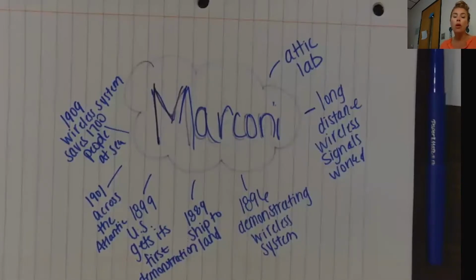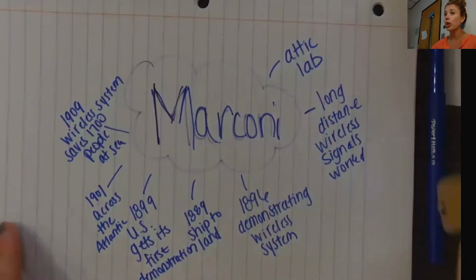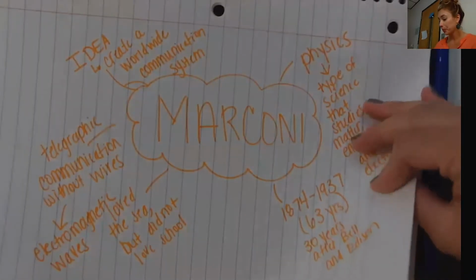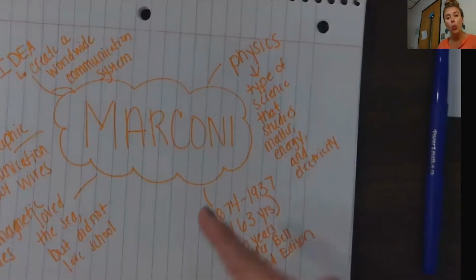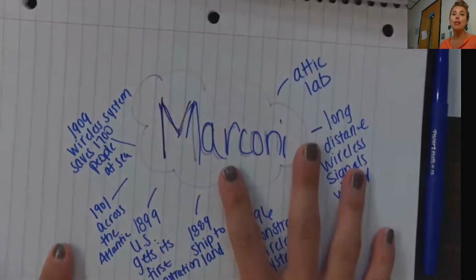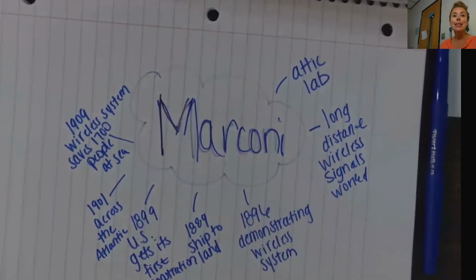This is a prize awarded for outstanding achievement in science, the arts, and the cause for peace. Marconi was awarded the Nobel Prize for physics. There's one word we learned earlier, physics. Take a moment to look at your organizer and remember what it means. The type of science that studies matter, energy, and electricity. We learned that in yesterday's lesson. That was a great accomplishment. This is the same year, 1909, that Marconi's wireless system saved 1,700 people in a shipwreck at sea. Let's keep reading.